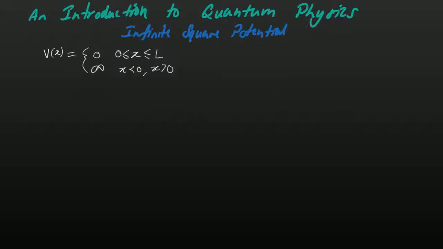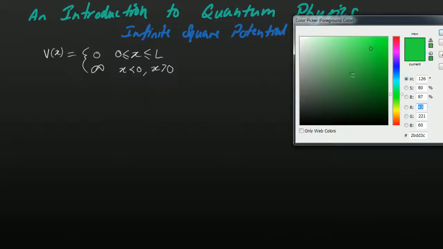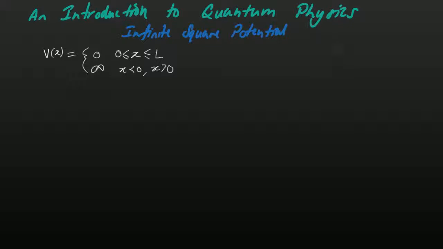Okay, now let's choose a different color. So here is an x-axis, and this measures potential. Now we said that one wall is at 0, so that goes up there to infinity, and one's at L, so that's 0 and L. Okay.